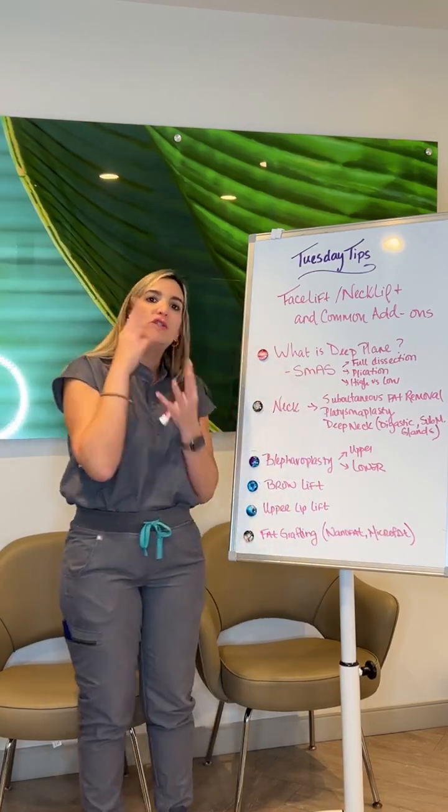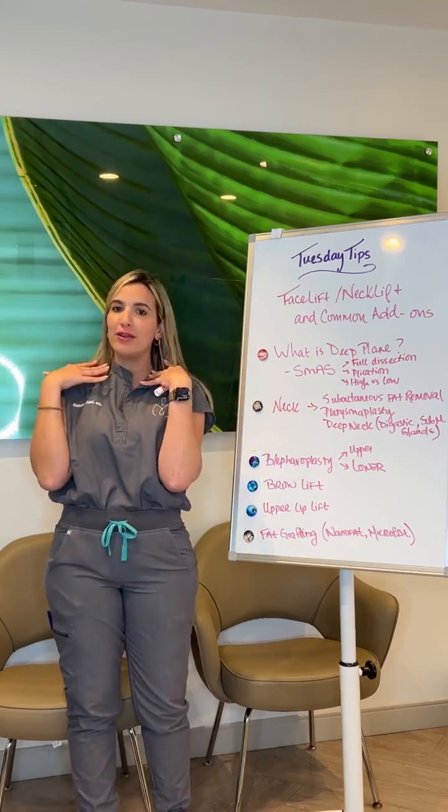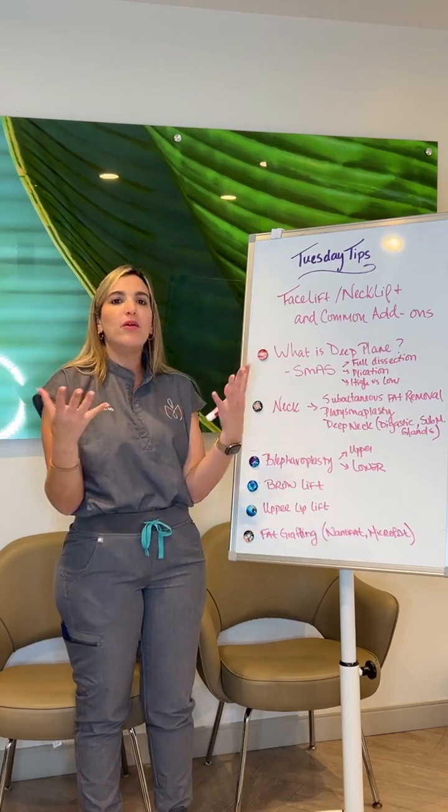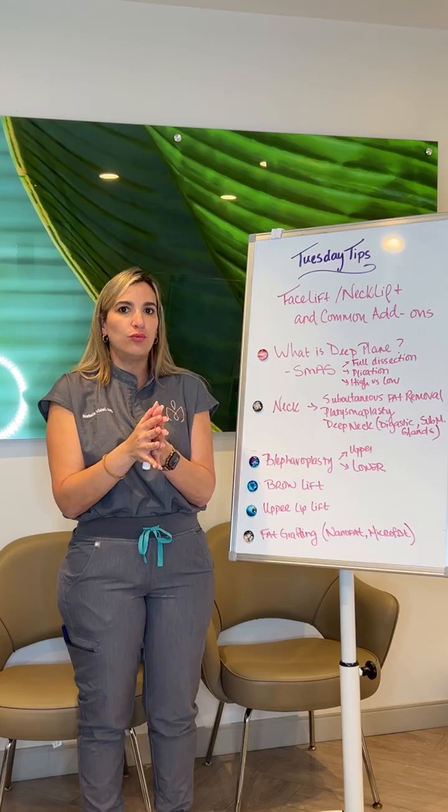So we did the SMAS, which is the cheek area, we did the neck, everything is tight, everything is great. What about other areas that are commonly addressed in a facial rejuvenation case?